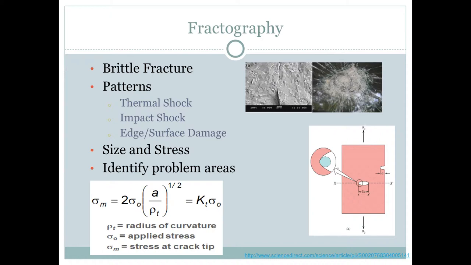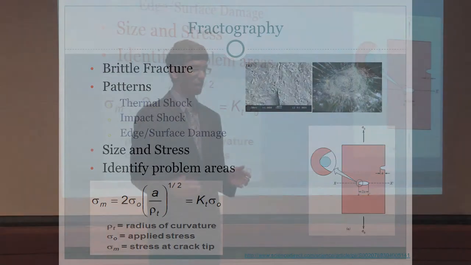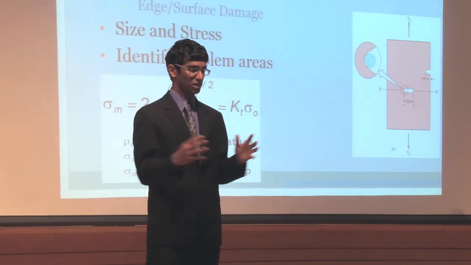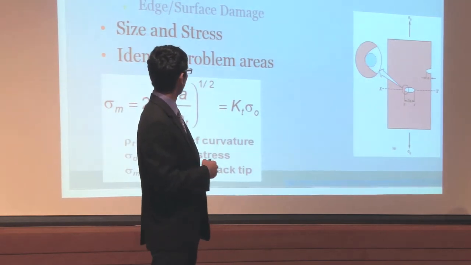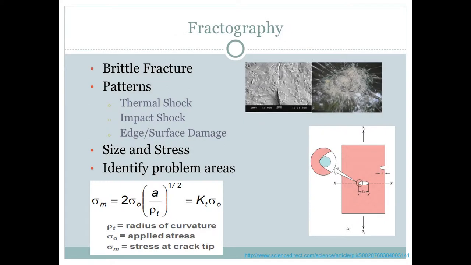The first one would be thermal shock. As we can see here, thermal shock has a perpendicular crack to the point of initial strain. This is because the contraction and expansion process results in that type of crack. For impact shock, we have dislocations in a circular format, which is from the point of initial stress as well.